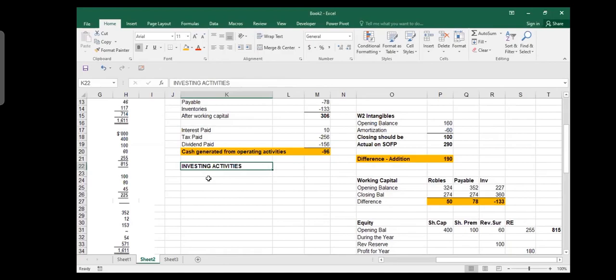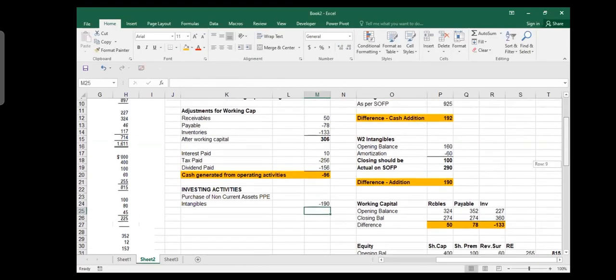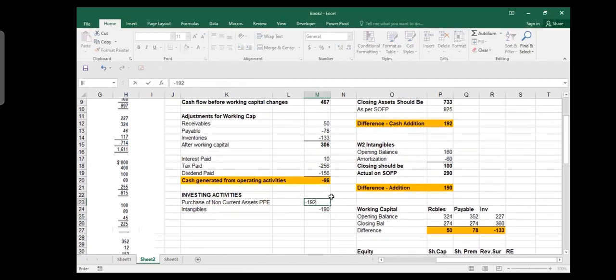In investing activities, of course, you know that we purchase some assets. We would say purchase of non-current assets. I'll call it PPE. Then I had some intangibles also where we put money. So you know that these numbers we already calculated. We go back to our intangibles. We say that the difference is this addition. So this is what you purchased, so it's a negative cash flow. Similarly, you purchase this one, 192. This is also negative cash flow.